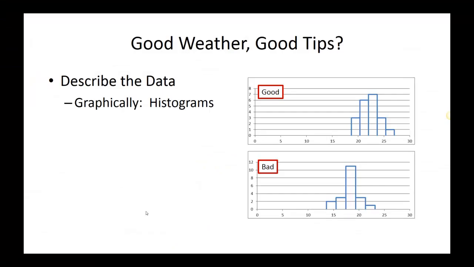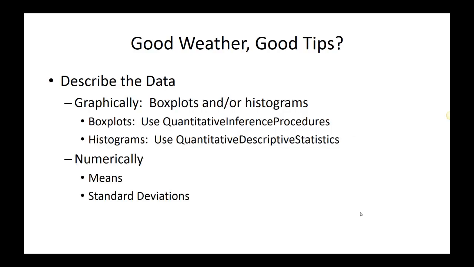Here are our histograms kind of on top of each other. Looking at them on top of each other this way, we can also compare the two groups. So you can see that the good group on the top had higher overall tip percentages than the bad weather news group on the bottom. Now that we've compared the data graphically, we're ready to compare the data numerically.